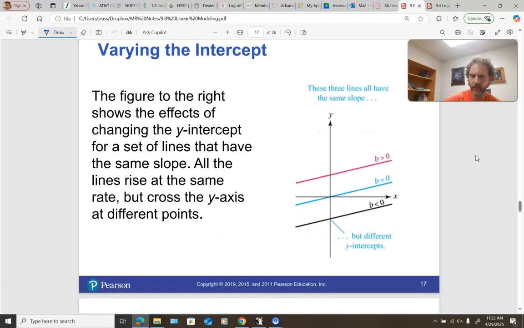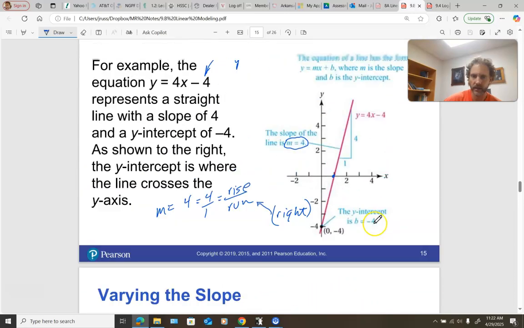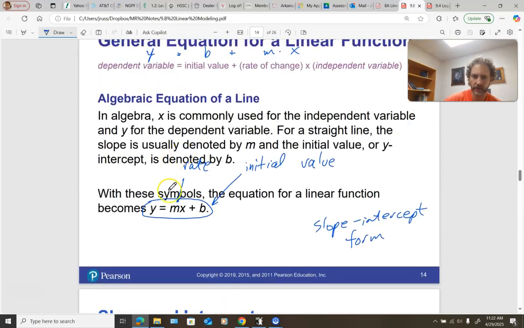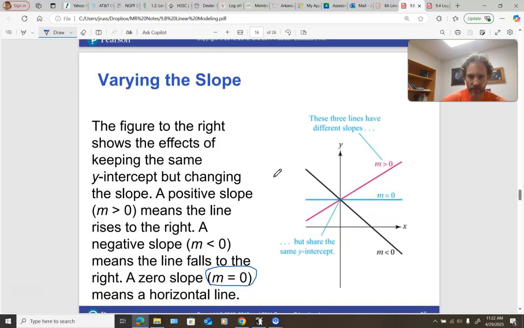And then what happens when we vary the intercept? Or in other words, when we vary that value of b, okay? So up here, if this is our standard form for our linear equation, we can vary the values of m, and that'll give us either a line that's going uphill or downhill. What happens when we vary the values of b, or the initial value? Well, that just moves the line up or down, okay, depending on what that initial value is.